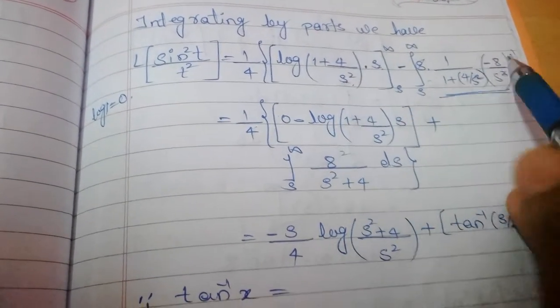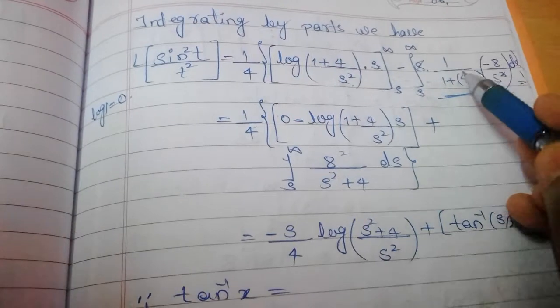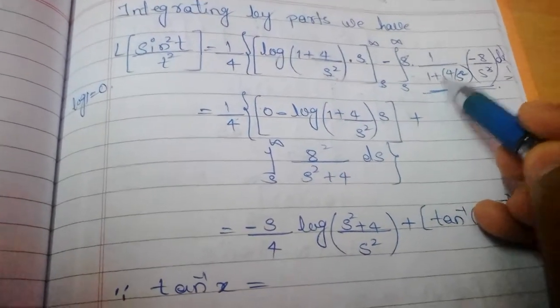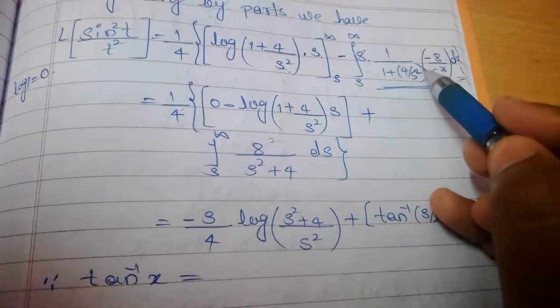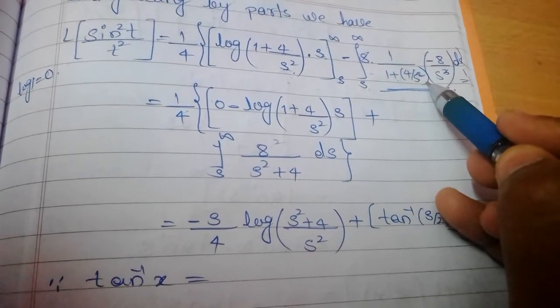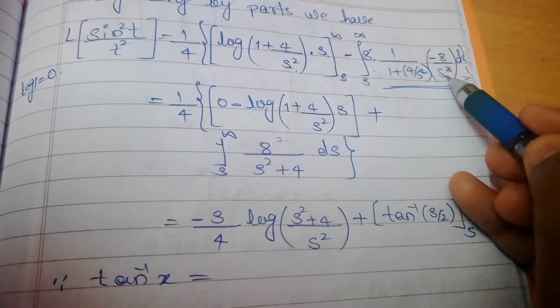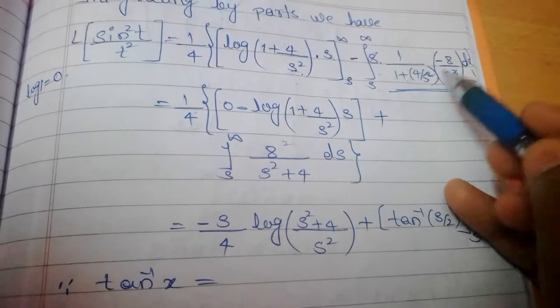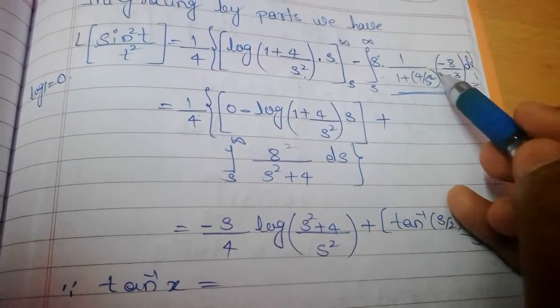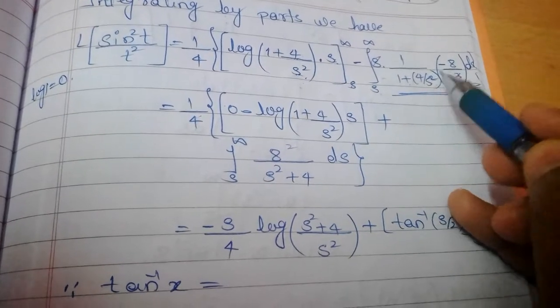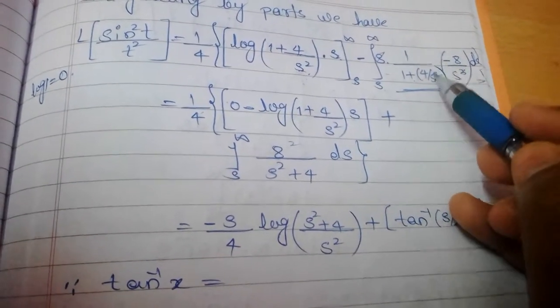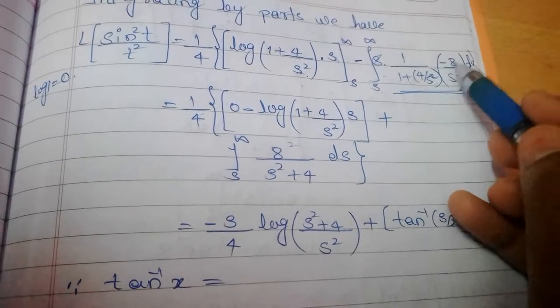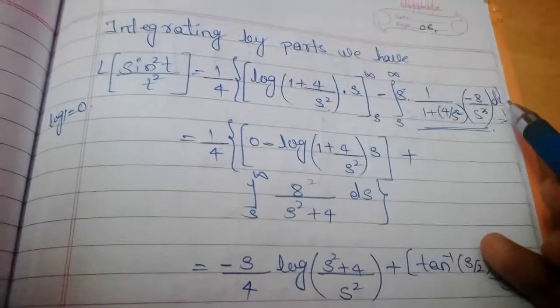Log x differentiates to 1 by x, so according to that, 1 divided by s is 1 plus 4 divided by s square. Then the differentiation of 4 divided by s square is minus 8 divided by s cube into ds. Because 4 is constant, and the differentiation of 1 divided by s square is minus 2 divided by s cube. Therefore 4 into 2 is 8, minus 8 divided by s cube into ds.